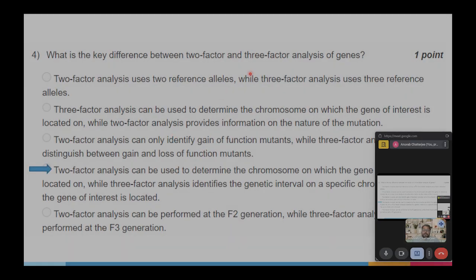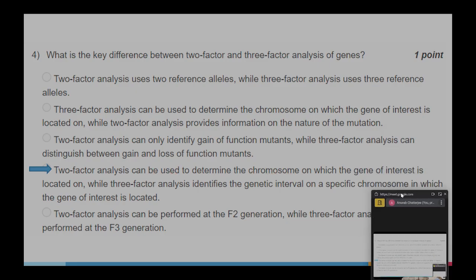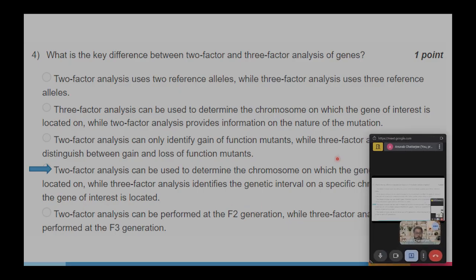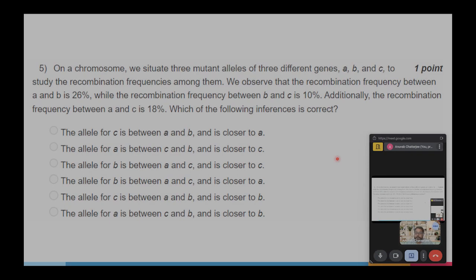Okay, what is the key difference between two-factor and three-factor analysis? The answer is two-factor analysis can be used to determine the chromosome on which the gene of interest is located, while three-factor analysis identifies the specific genetic interval on a specific chromosome in which the gene of interest is located. Okay, if that is all for this, then we move on to the next question.